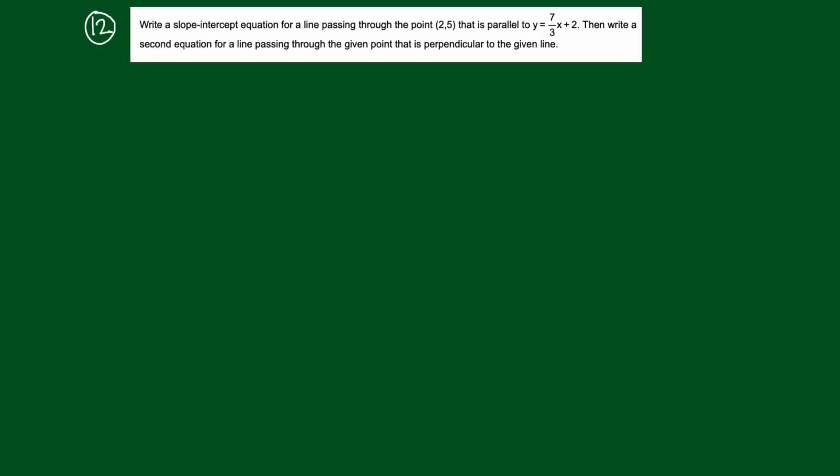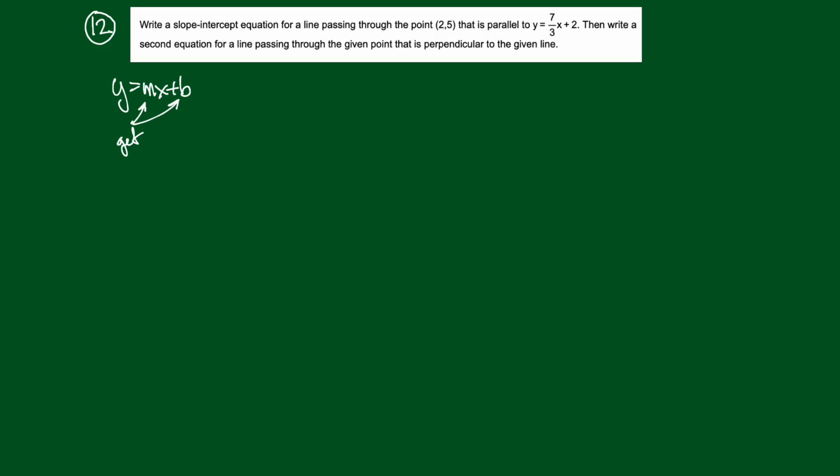We want to write the slope-intercept equation. Now, as soon as I see that, I'm thinking, all right, this is what I want: y equals mx plus b. So I need to get this and get this, all right? That's where we're headed.